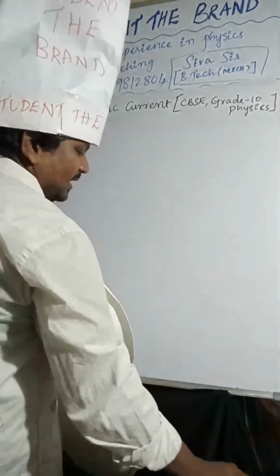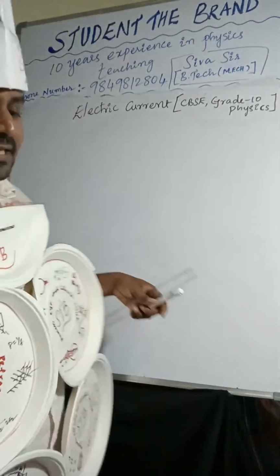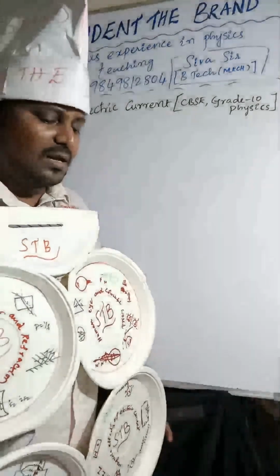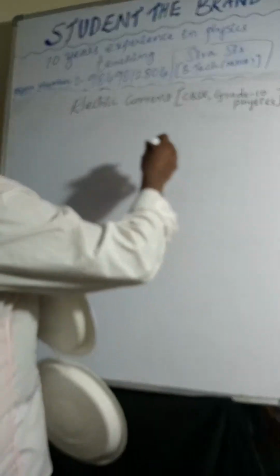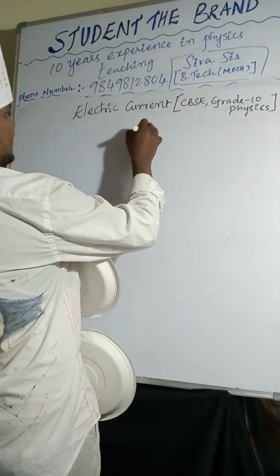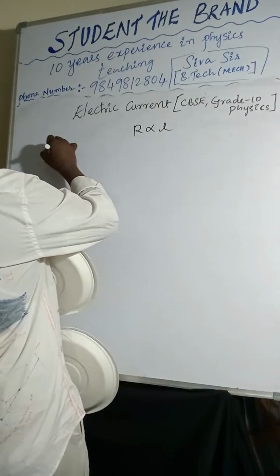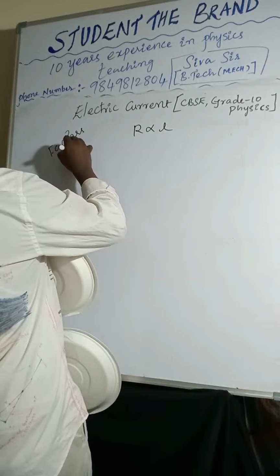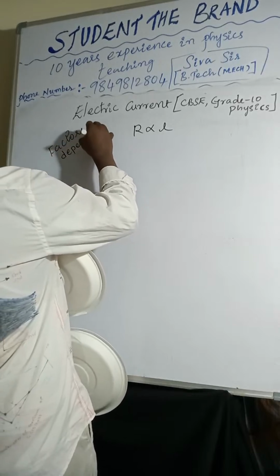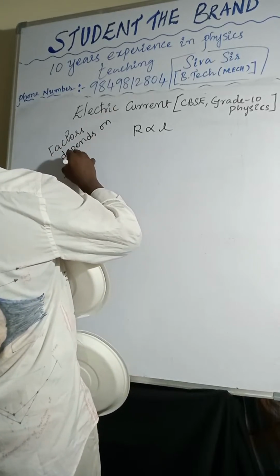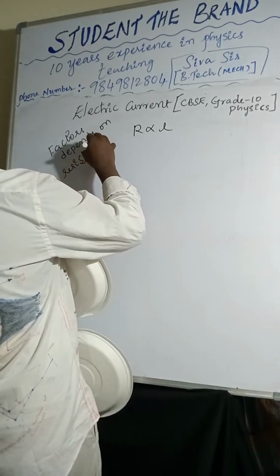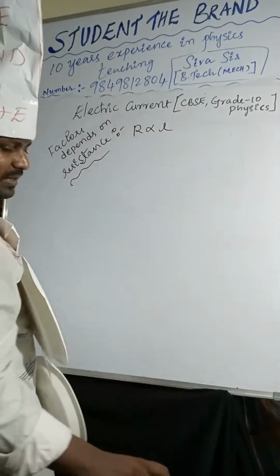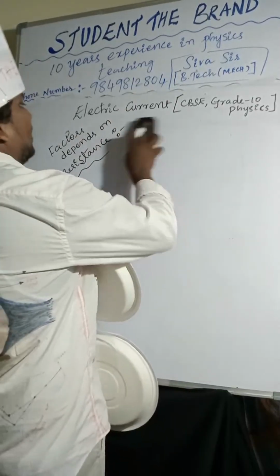Now you can see resistance. I'm talking about the factors on which resistance depends. Resistance depends on the length of the conductor.